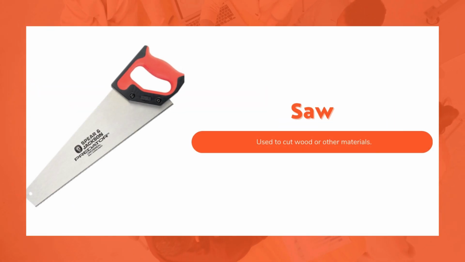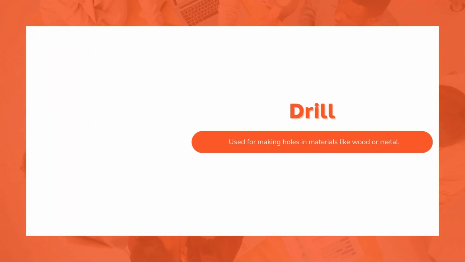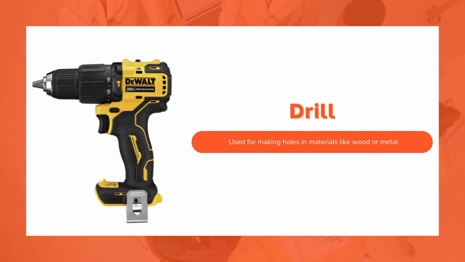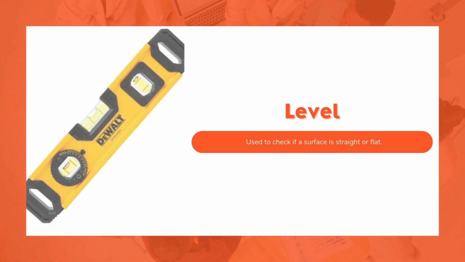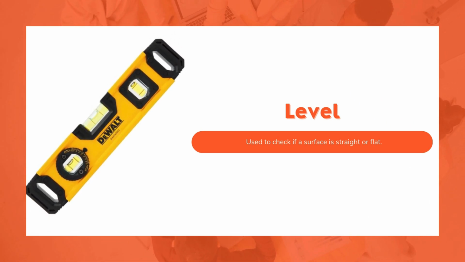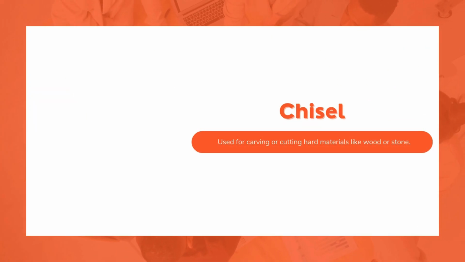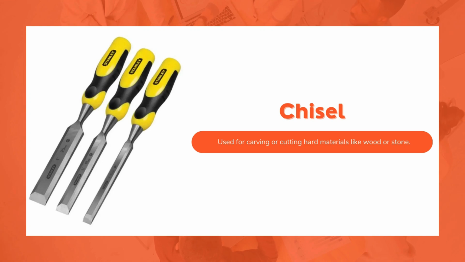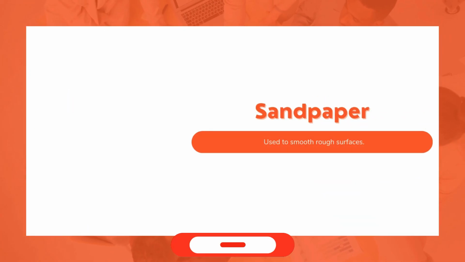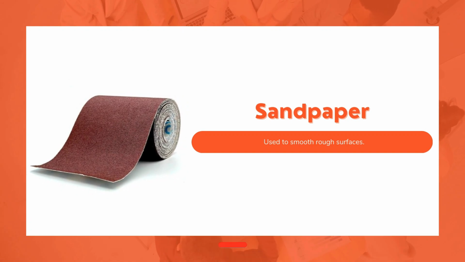Saw used to cut wood or other materials. Drill used for making holes in materials like wood or metal. Level used to check if a surface is straight or flat. Chisel used for carving or cutting hard materials like wood or stone. Sandpaper used to smooth rough surfaces.